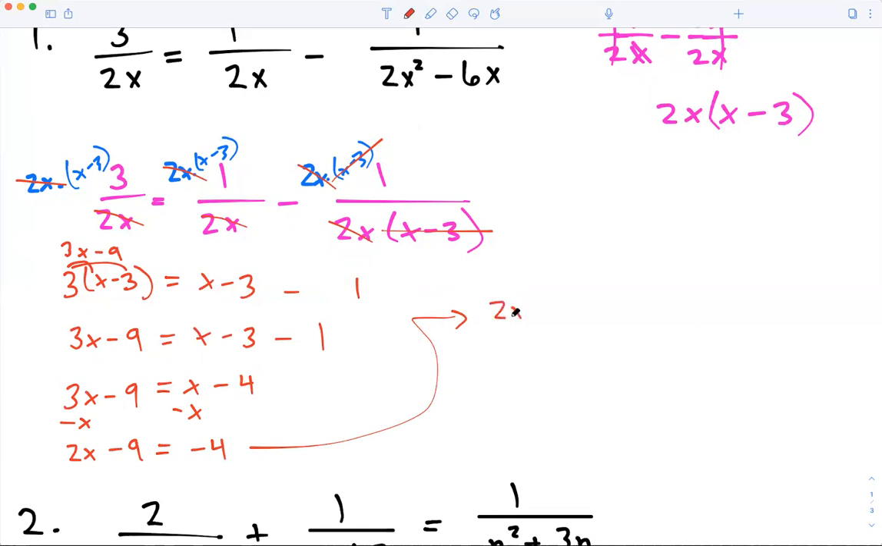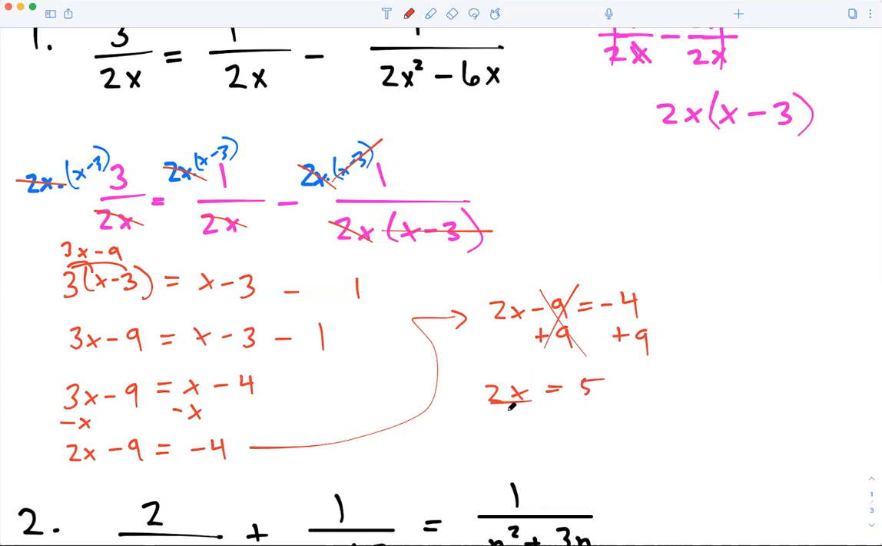I'm going to take the 2x minus 9 equals -4. I'm going to take this -9, move it over to the other side. How do I do that? I do the opposite. Add 9. Add 9. It goes away, see? 2x equals -4 plus 9. Don't say 13, okay? -4 plus 9, that's the same as 9 minus 4, which is 5.